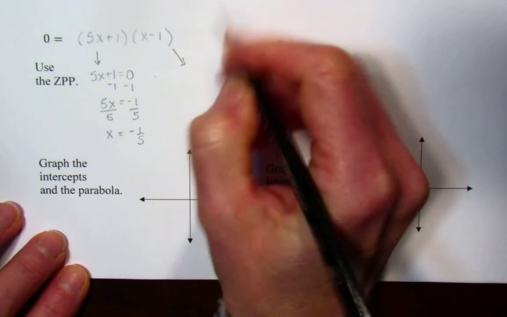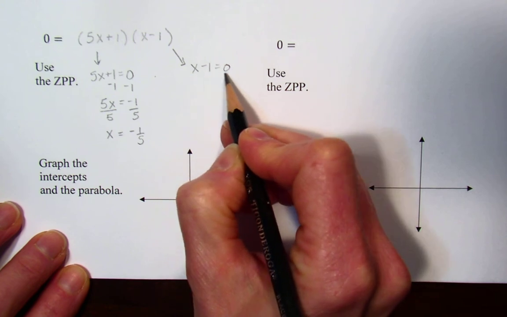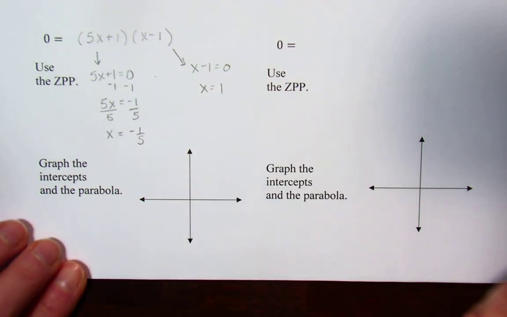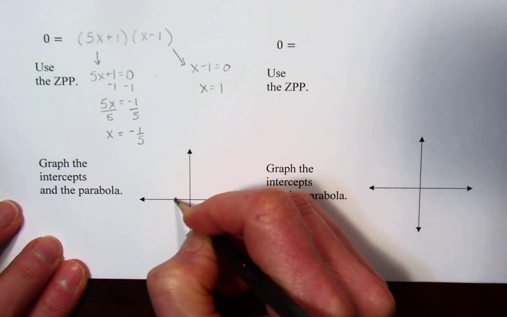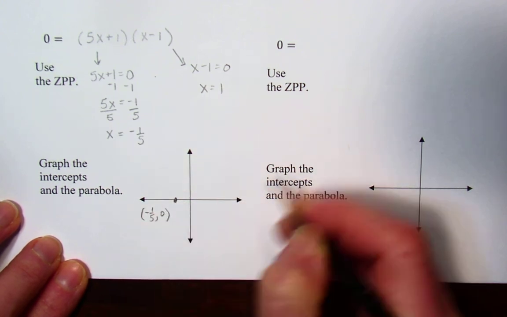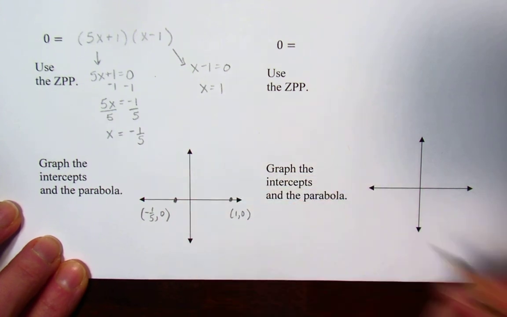Take this factor, set it equal to 0. What number minus 1 equals 0? X is equal to 1. So one of my x-intercepts is at -1/5, comma 0, and the other one is at 1, comma 0.